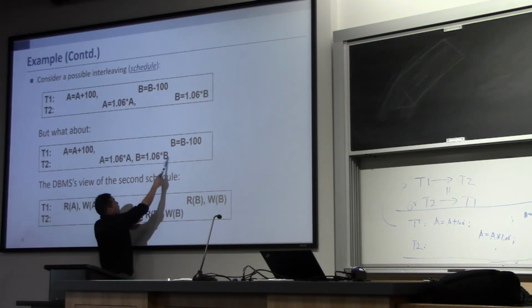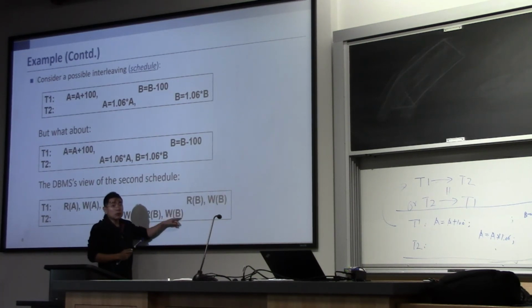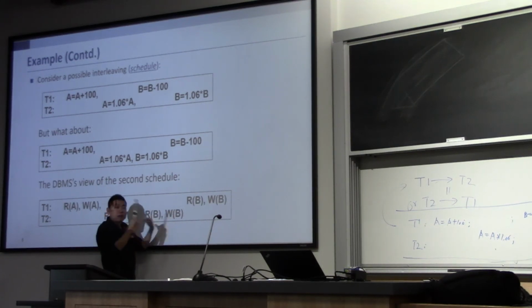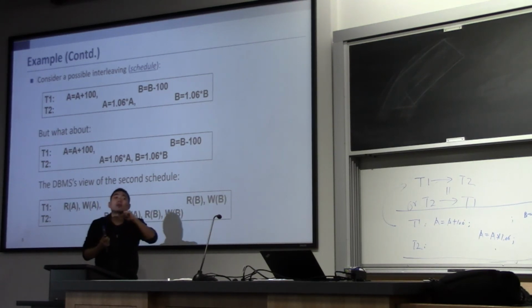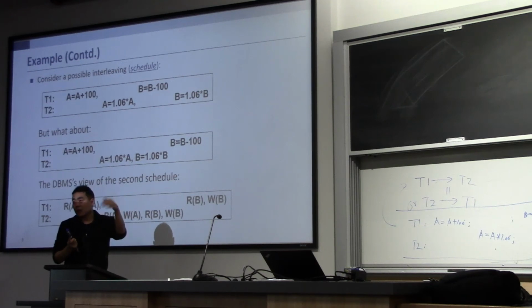Again, you read the value of B, you do something about it, you come back and write the value of B. I actually don't care what the difference is between this B and this B, whether it's 6% difference or 10% difference or whatever. From my point of view, you ask me to give you the value of B, I give it to you, you do something with it, you come back with a new value of B, you ask me to write it back.